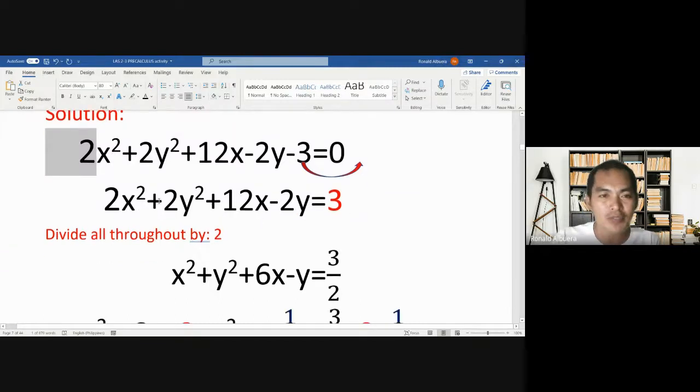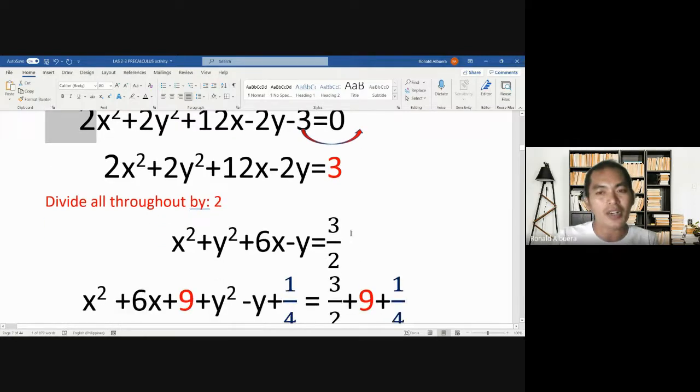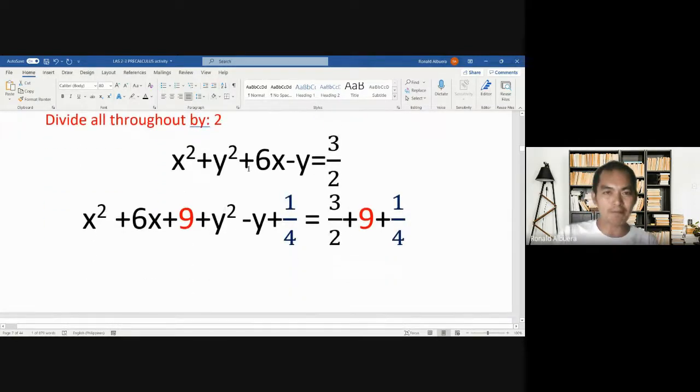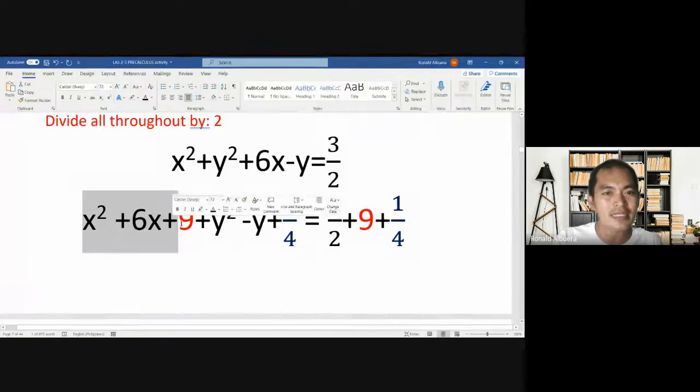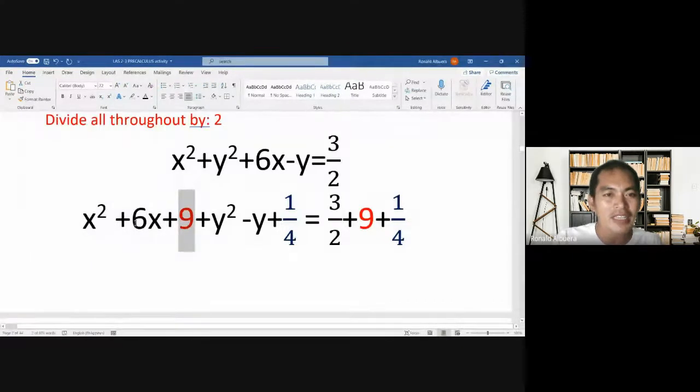So, we have 2x squared divided by 2 is x squared. 2y squared divided by 2 is y squared. 12x divided by 2 is 6x. Negative 2y divided by 2 is negative y. 3 divided by 2 is 1.5 or 3 halves. Then complete the trinomial for the term with y. So we have x squared plus 6x. How did we get 9? We divide 6 by 2 is 3. Square 3 is 9.